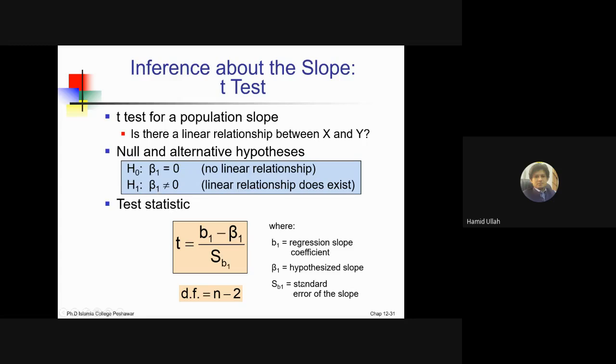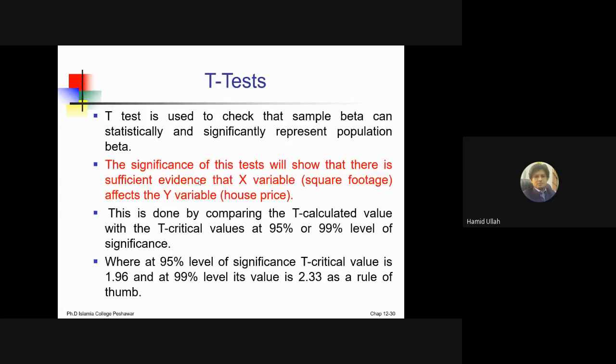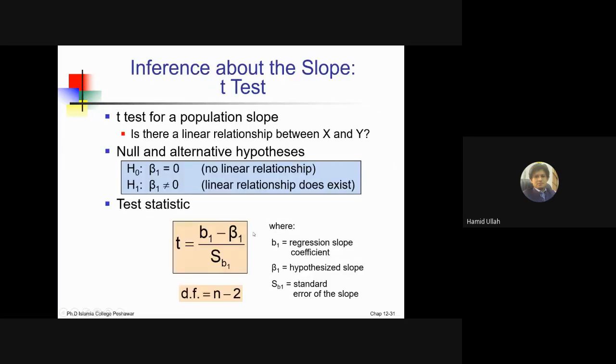So there is a criteria. The criteria that I have mentioned: how we will accept H naught and how we will reject H1, how we will accept H1 and how we will reject H naught. What is the criteria? This is done by comparing the T calculated value with the T critical value. Now we will compare the T calculated value with the T critical value.